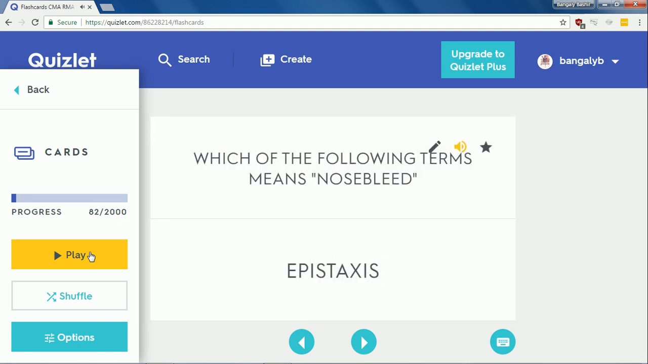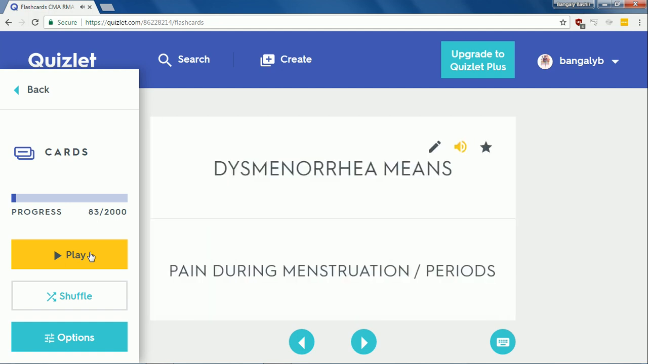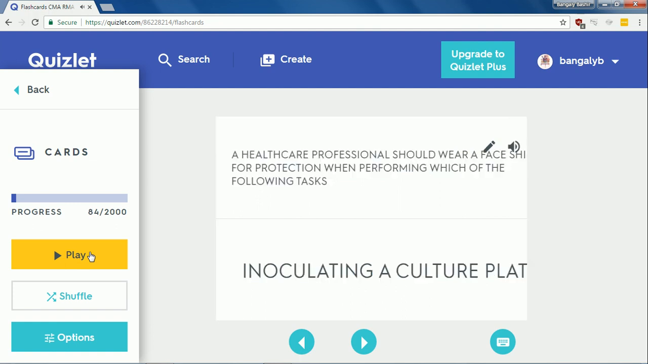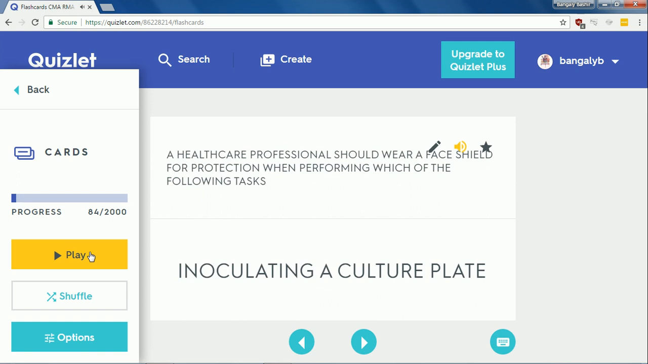Which of the following terms means nosebleed? Epistaxis. Dysmenorrhea means pain during menstruation. A healthcare professional should wear a face shield for protection when performing which of the following tasks? Inoculating a culture plate.